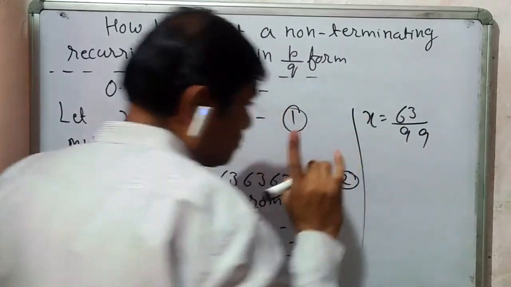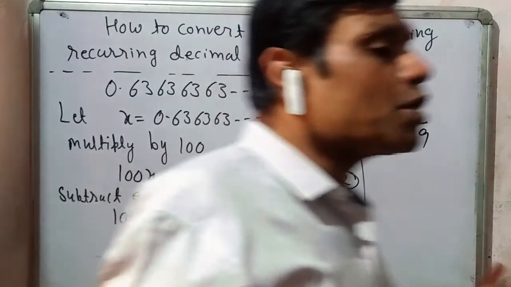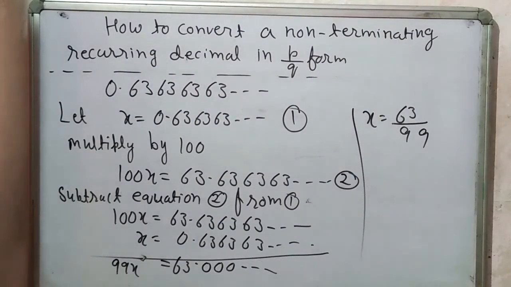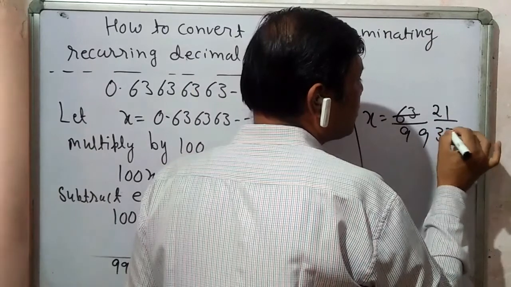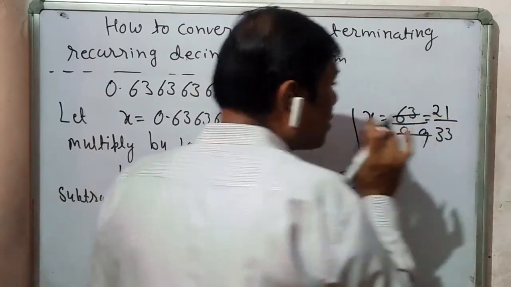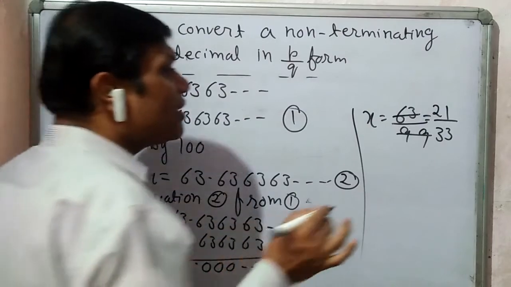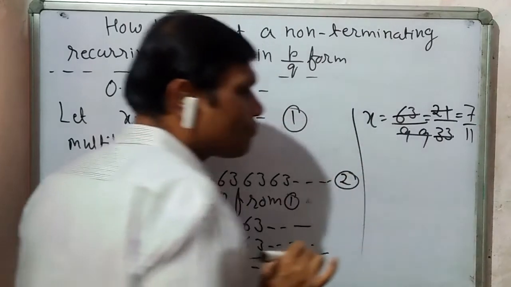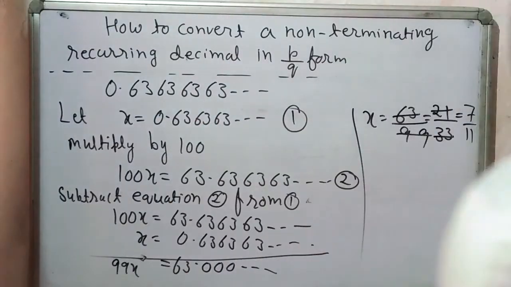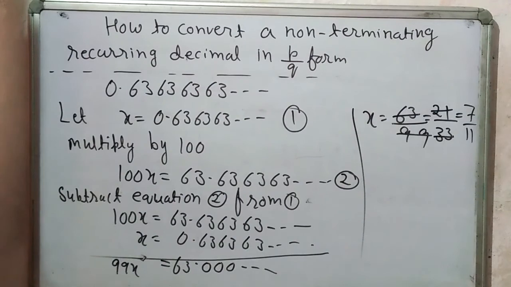Now, as we told you, rational numbers in standard form are in lowest terms. So we'll divide them by 3 and get 21 upon 33. We are again able to divide them by 3 and we'll get 7 upon 11. And if you represent 7 upon 11 in decimal form, you will get 0.636363 repeated many times. I am sure this is clear to you.